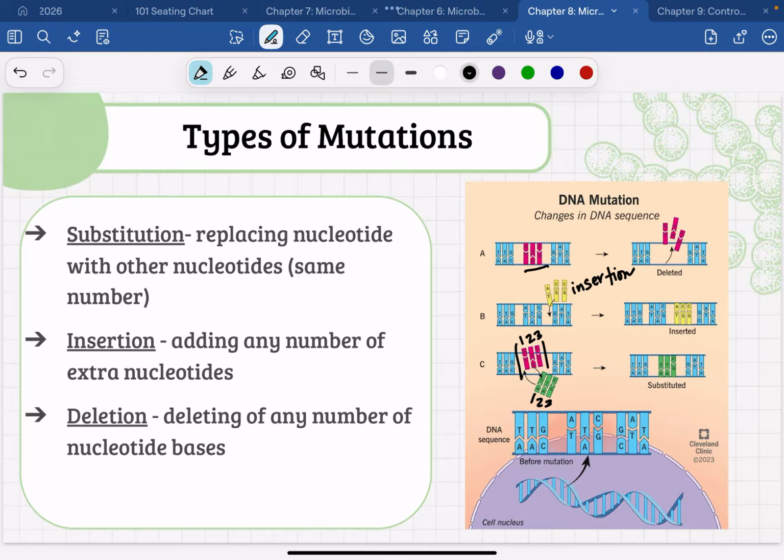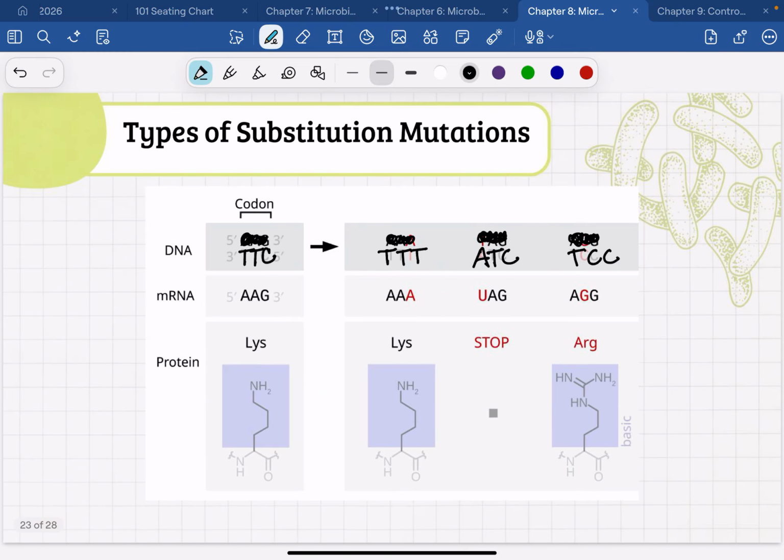Now, when it comes to mutations, just like everything else, we have categories within categories. So of the substitution mutations, there are a few different types of substitution mutations. Now keep in mind, these are just the substitution. These are not insertion deletion. We'll talk a little bit more about those in a minute, but this is just substitution.